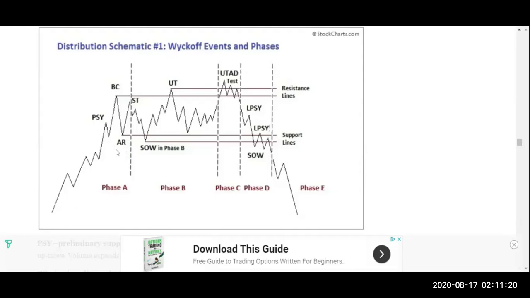So this is preliminary supply. You see, on the first one, it was just preliminary support. So you go up, you stop. Now you've got a buying climax. You just had a selling climax.